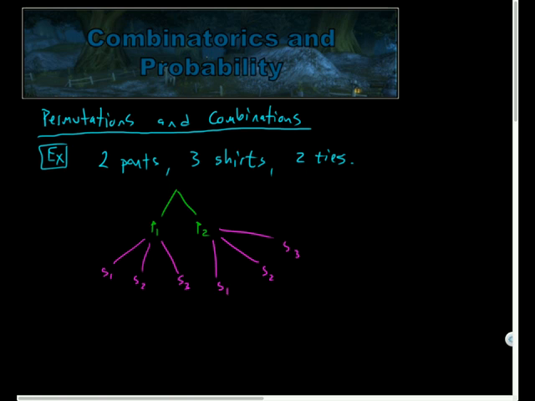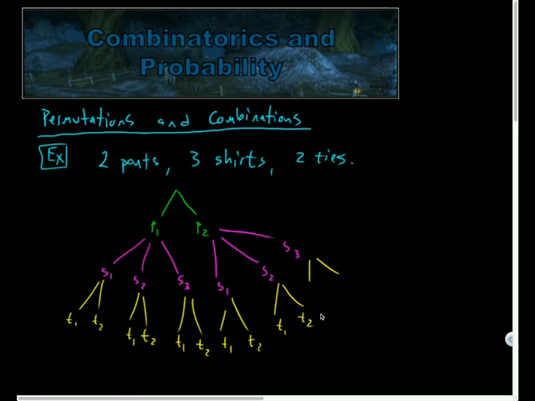And then lastly, I've got my 2 ties. So off of each of these, I have tie 1, tie 2. So I've got 2 decisions off of each of those. With all of these branching possibilities, now I can figure out how many ways this could happen. The way I could count this is by counting all of the endpoints. This endpoint here, I just want to point out, would be the day in which I happen to choose pants pair 1 with shirt number 2 and tie number 2.